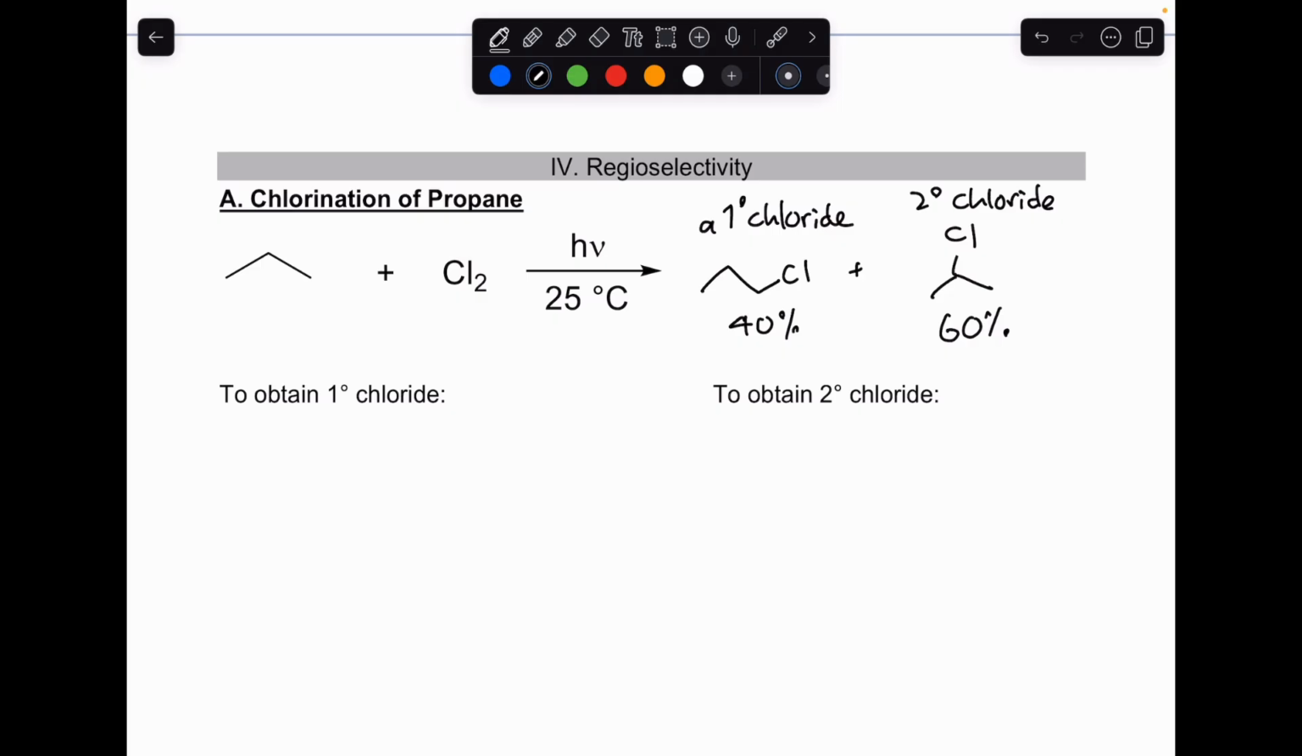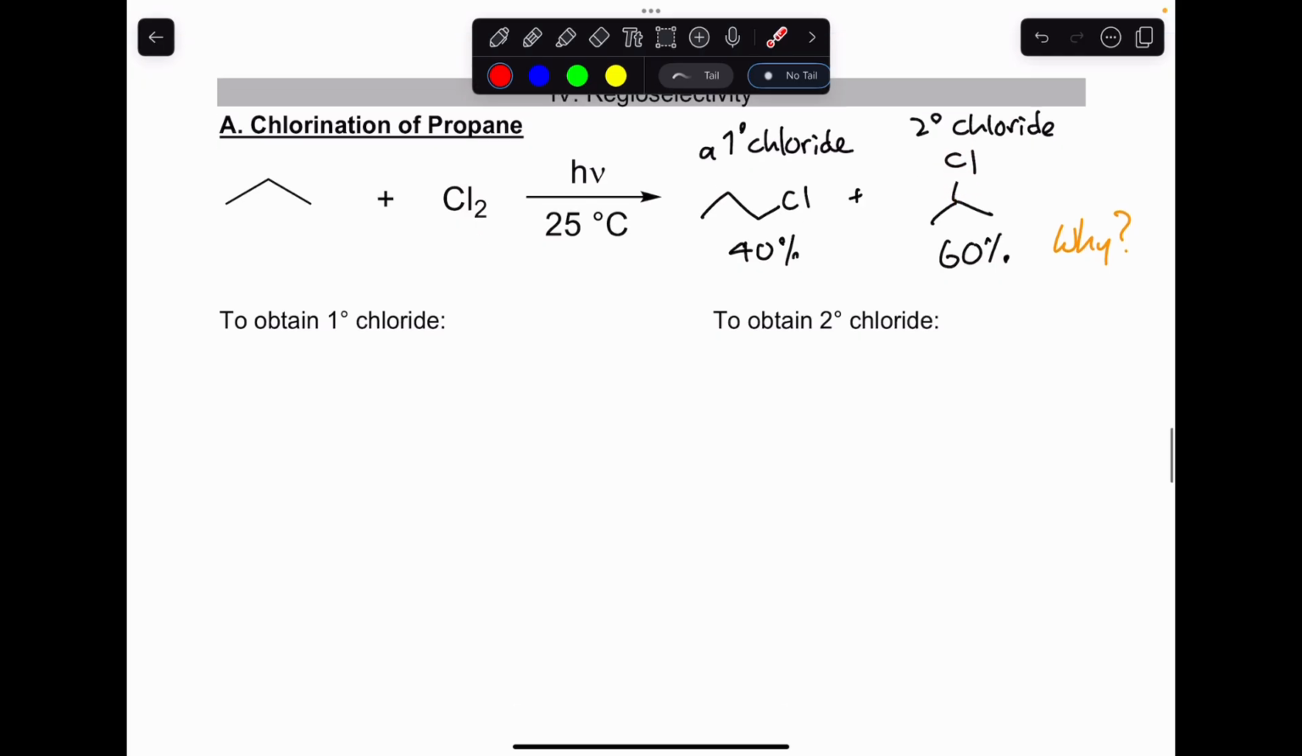chloride. Under a condition like this, remember that means light energy, room temperature. Our task today is to think about why this is the case, why that specific selectivity. Regioselectivity has to do with how selective the regiochemical outcome is. It's 60% selective for the secondary.